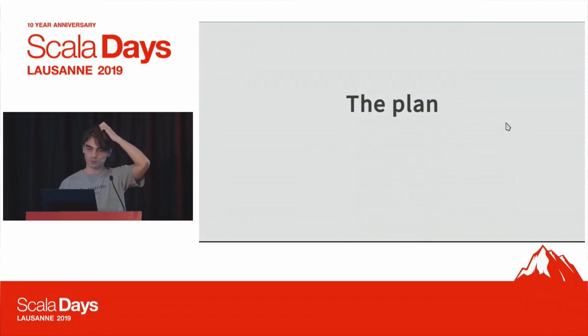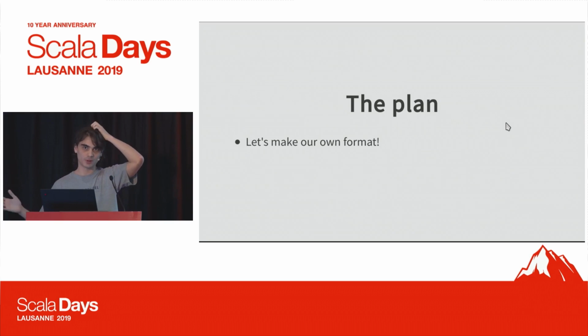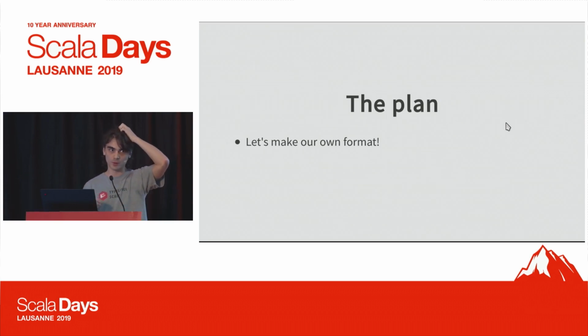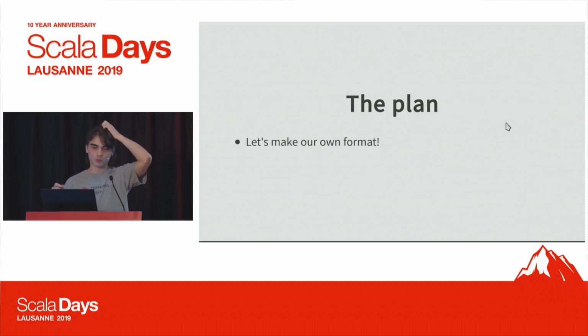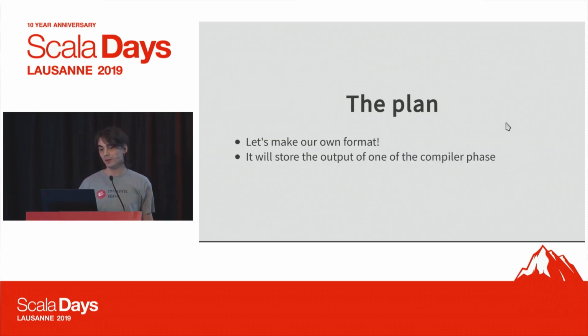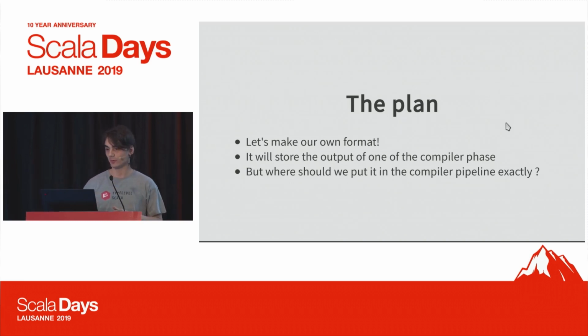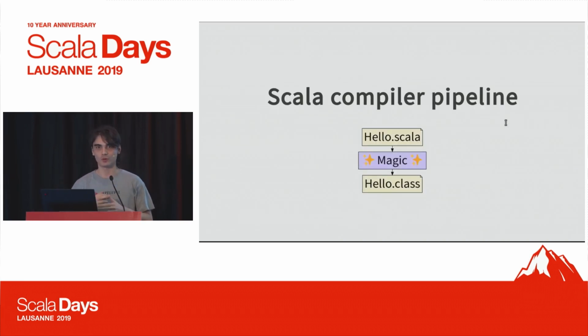Okay, so what do we get from that? Can we make our own format, which will be a bit what SJSIR is to JavaScript to JVM class files? Maybe. So the idea will be to store the output of one of the compiler phases. And based on that, we can restart the compilation from that point on. But where do we put this thing in the compiler pipeline? To explain that, I have to show you the compiler pipeline.